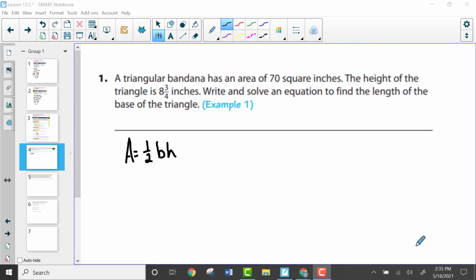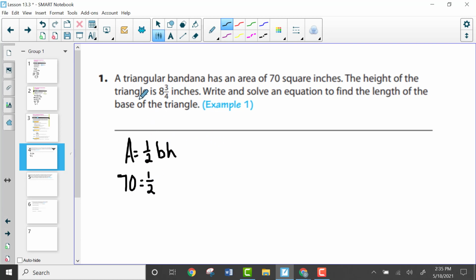So let's take a look at the problem on page 386. It's number 1. So it says a triangular bandana has an area of 70 square inches. The height of the triangle is 8 3/4 inches. Write and solve an equation to find the length of the base of the triangle. So let's do this one together. And you can write the formula first of all. And then after that, you want to plug in the numbers that we know. So we know the area is 70.